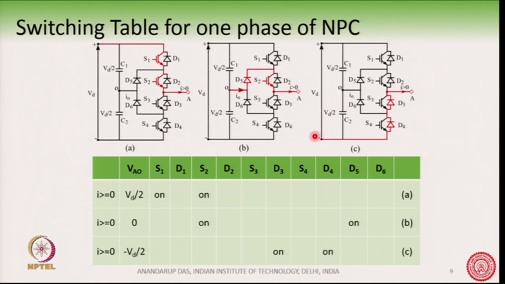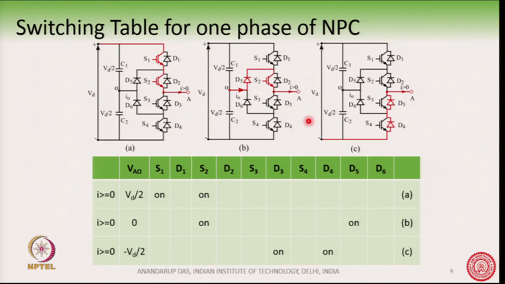Therefore, in order to get 0 voltage for a positive direction of current as shown, the switch S1 is turned off and S2 can be kept on. When the transition is happening from this to this, S2 can be kept on, and then the current will flow like this here, and we will get a 0 voltage.